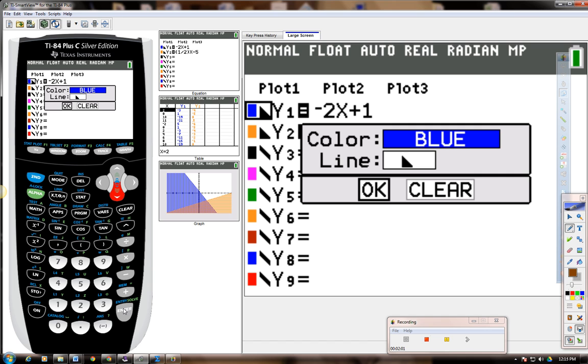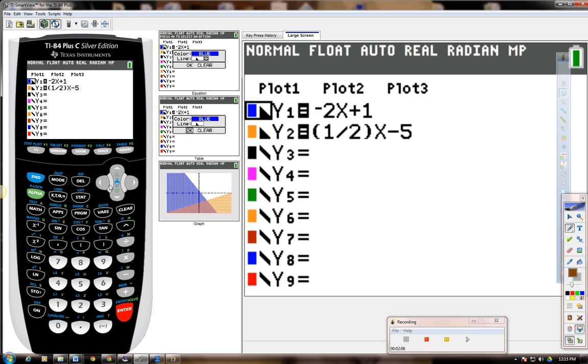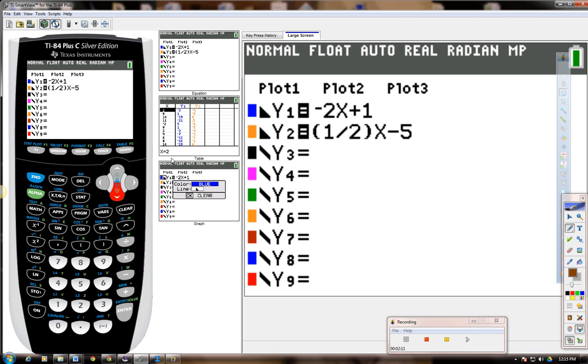Does anyone have a question about that? Will it do greater than or equal to or less than or equal to? It doesn't do greater than or equal to or less than or equal to. You just have to know what that means.